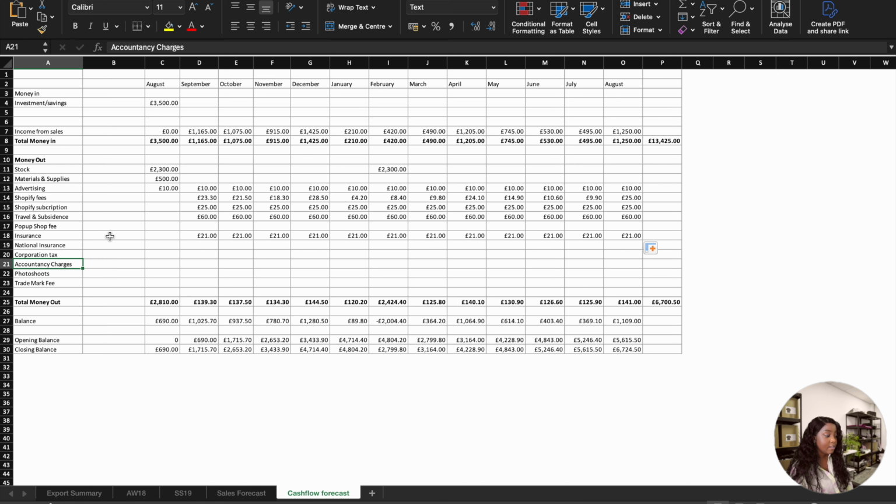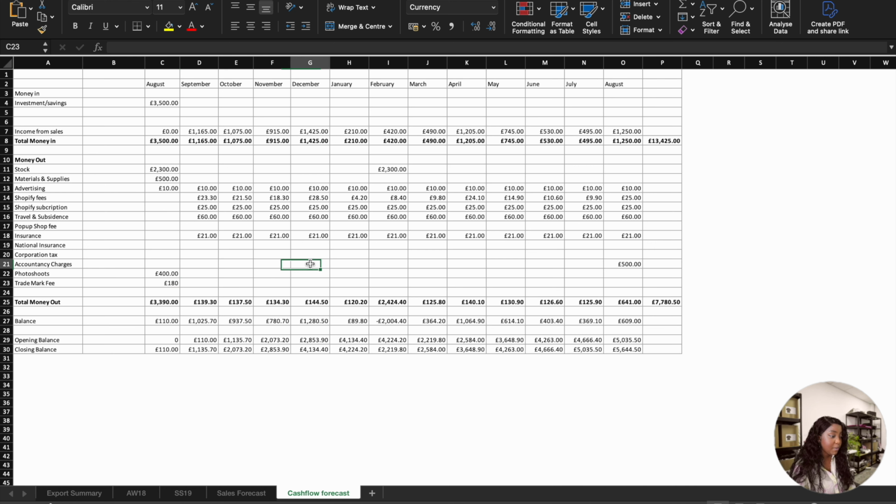Corporation tax, accountancy charges, I will probably be paying that out in August, preparing for the accounts to be done, so that will be an August outlay. Photo shoots will be before, so I'm probably spending £400 on that. Trademark fee, if you've decided to trademark your logo, maybe 180, and other things that you can think of, that would be a cost.